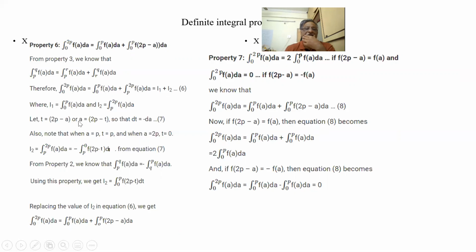So let us take I2, integral from p to 2p. Let t be equal to 2p minus a, or a is equal to 2p minus t. So dA is equal to minus dt. When a is equal to p, t is also p. When a is equal to 2p, t is 0. So when I substitute in I2, in place of a I am putting t, and in place of dA, I am putting minus dt: f(2p minus t) dt. For t, the limits become p to 0. So this minus goes, and I get 0 to p, f(2p minus t) dt. So that is why integral from 0 to 2p of f(a) dA is equal to integral from 0 to p of f(a) dA plus integral from 0 to p of f(2p minus a) dA.